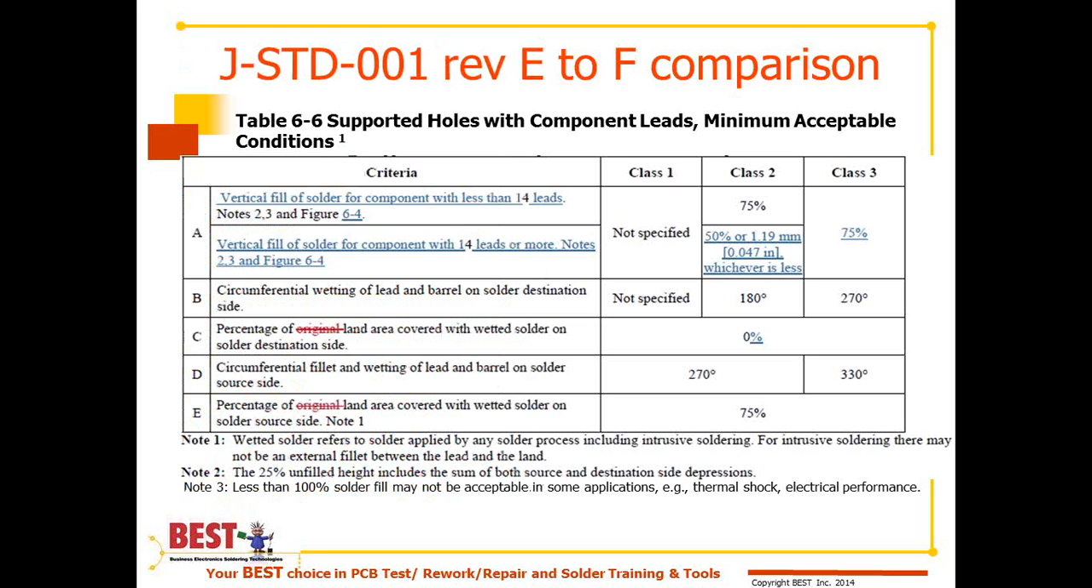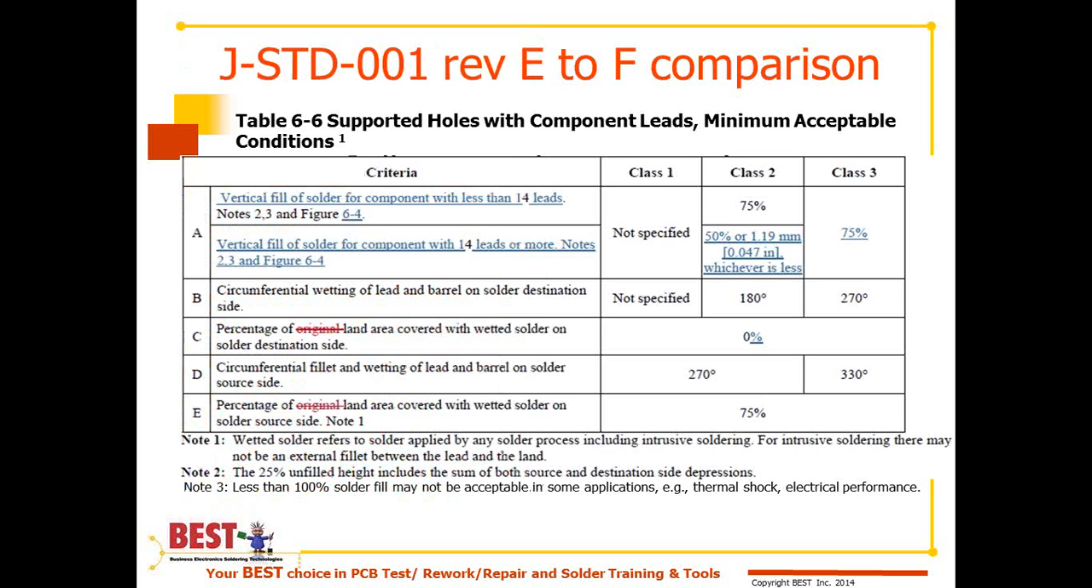So these are changes that have been made to it, and they're just changing it so that you wouldn't have a radial leaded part that only had 2 or 3 leads and had the less than 75% hole fill. They want to get more fill in the hole, and this changes the requirement for that. Also, they changed the wording. They just took out the original on the 2 for C and E. Other than that, it's pretty much the same.